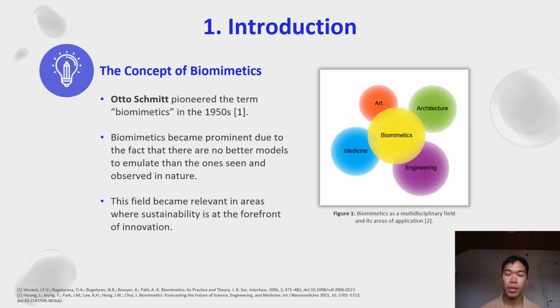To begin, we start by introducing the concept of biomimetics. Otto Schmitt coined the term biomimetics in the 1950s to describe the study of biological systems, structures, and processes, and how products can be synthetically made by mimicking them. However, this is not the first time this approach has been used. People have taken a lot of inspiration from nature a long time ago.